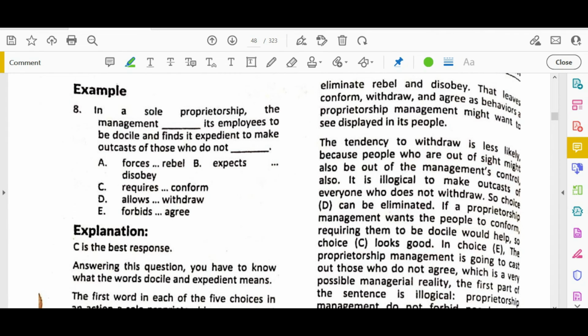In a sole proprietorship, the management requires its employees to be docile and finds it expedient to make outcasts of those who do not conform. This is the final answer.